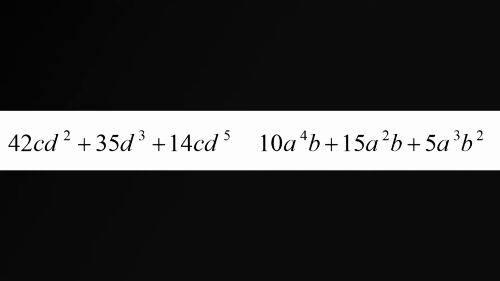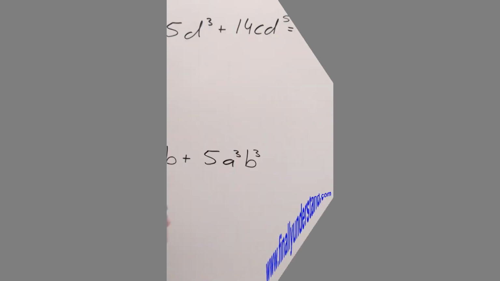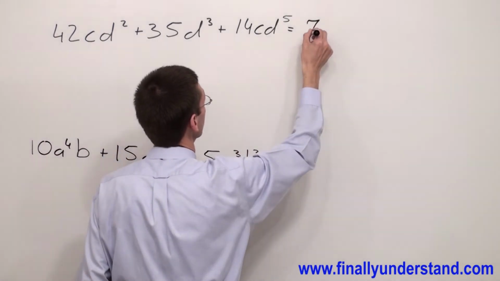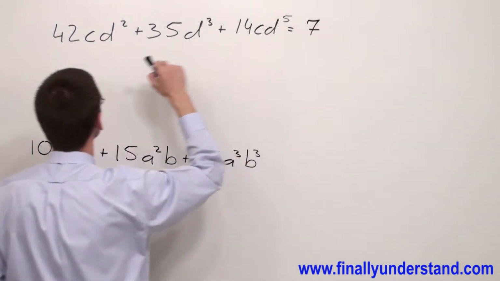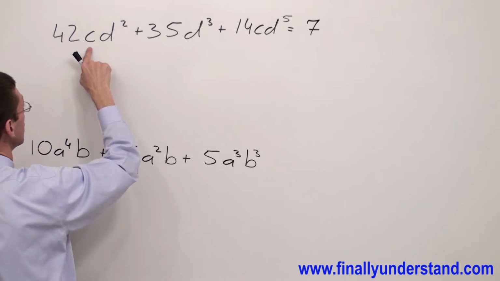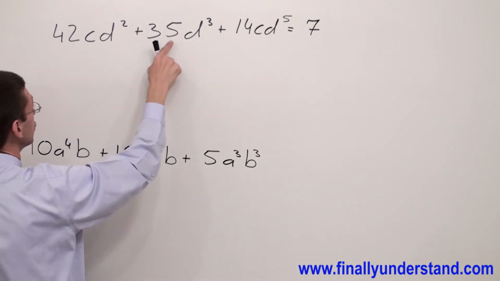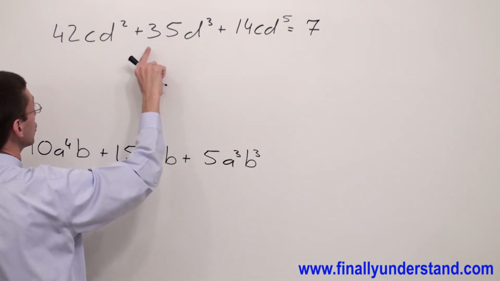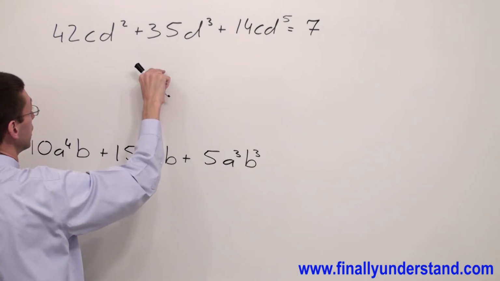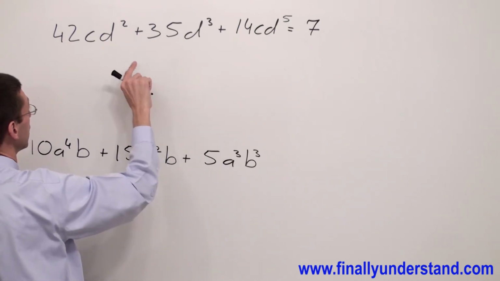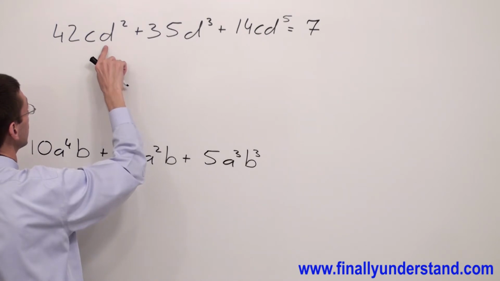The greatest common factor for 42, 35 and 14 is 7. Next, I have to look at the variables. I have c, but I don't have c over here. That's why c is not going to be part of my common factor. That's why I'm going to go right now to d.